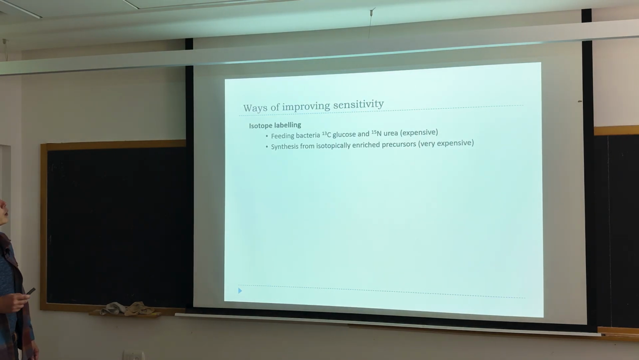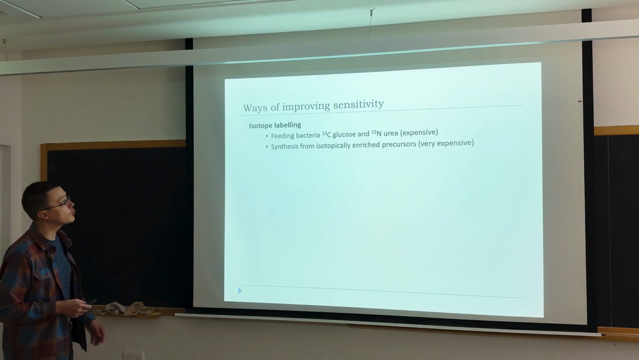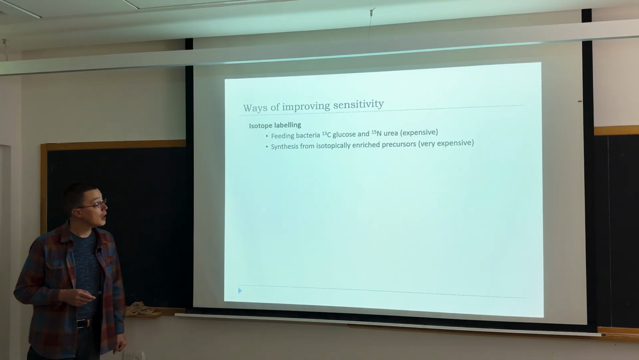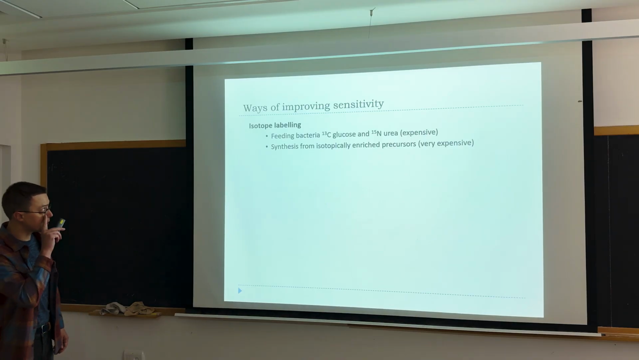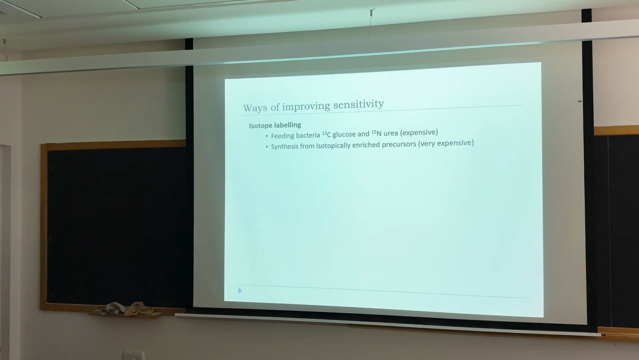Firstly, however, we need to take a look at ways of improving sensitivity. Biologists present, those of you who are doing protein NMR spectroscopy, would be very familiar with this. The problem, of course, is there's only 1% and less than 1% natural abundance of C13 and N15.